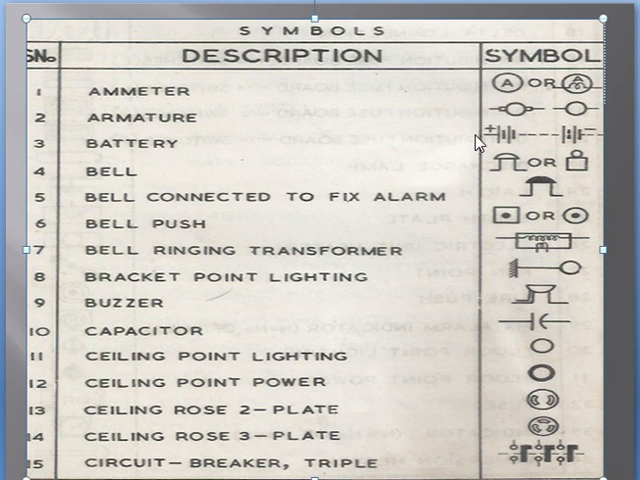This is the battery which I have already told you. This is the bell connected to a fixed alarm, push button, bell ring, transformer, buzzer, capacitor. These are all the electrical symbols which you have to draw in your sheet. Ceiling rose, ceiling goes to plate, circuit breakers. Here you can see these are the circuit breakers. In the next slide, we will show other diagrams of electrical symbols.